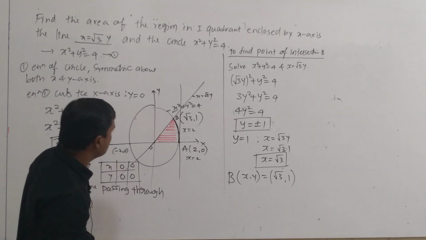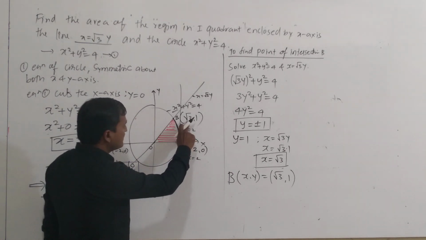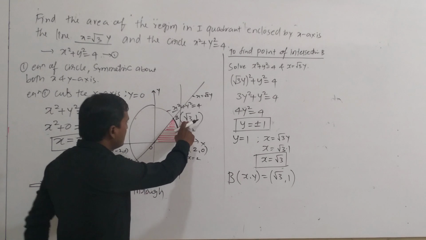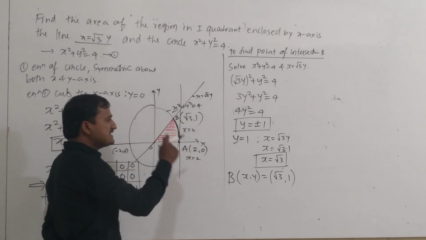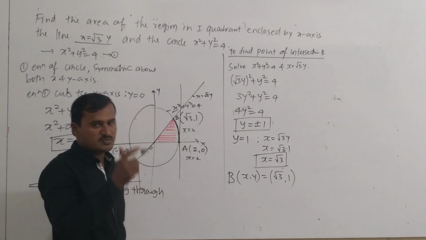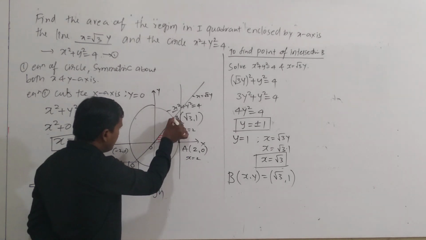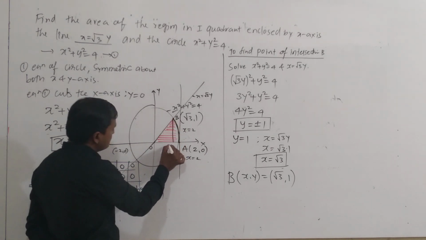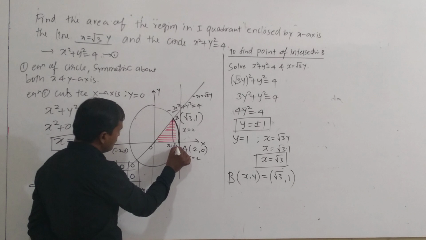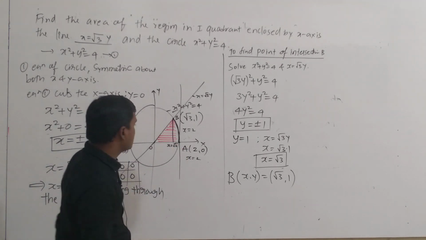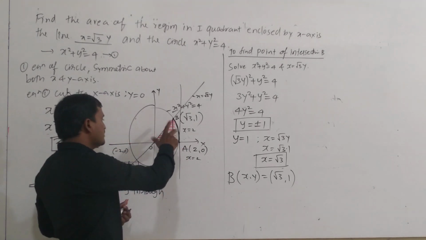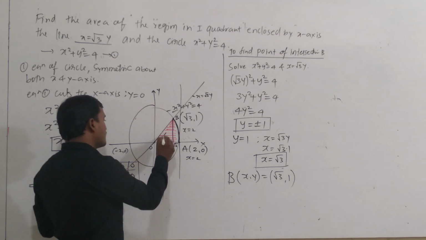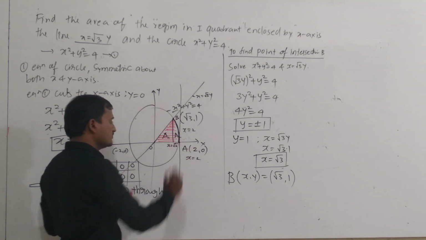Here you should observe what is the value of x here? The value of x is root 3. The value of x is root 3 means clearly that line is parallel to the y-axis. So here I will take another line. So this gives x equal to root 3. Is it right? Next. Now this total area is divided into two parts, that is A1 and A2.